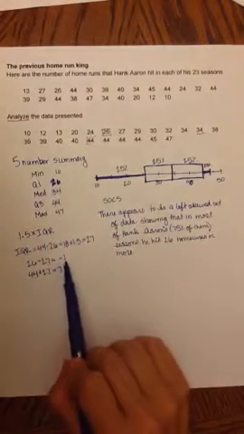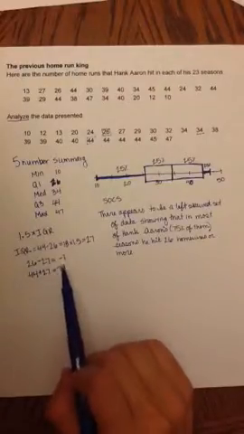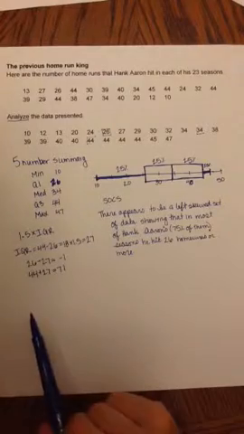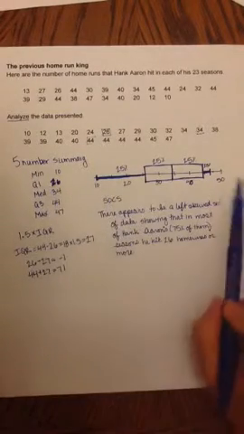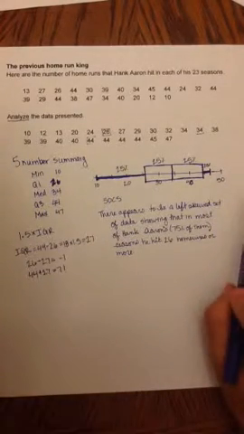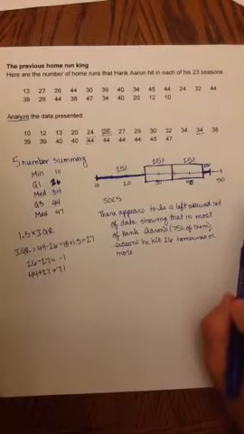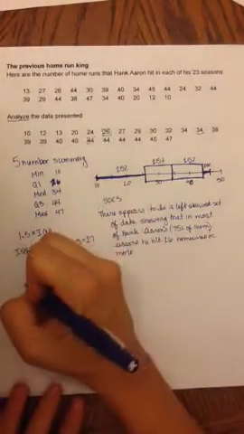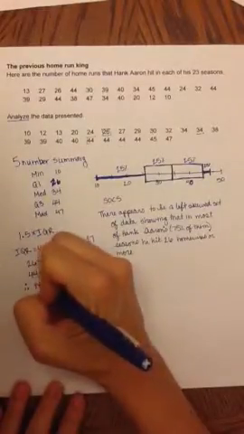So if he was somehow able to hit a negative home run, that would be considered an outlier. -1 or lower would be an outlier over here on this end. And if he ever hit 71 or more home runs in a single season, then that would be an outlier. Neither of those things have happened, so this tells us that there are no outliers.